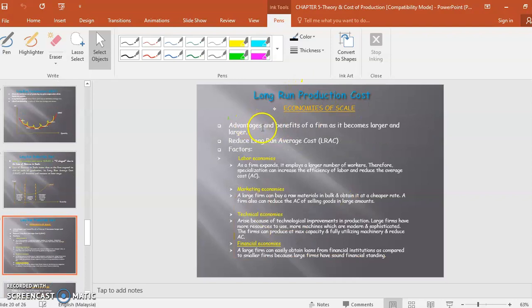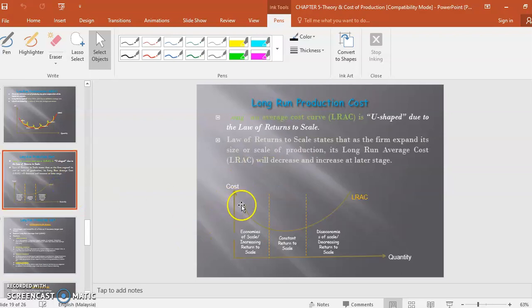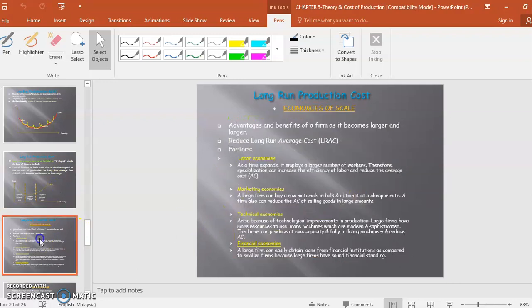It means advantages and benefits of a firm when it becomes larger and larger. Maksudnya makin firm tu berkembang atau bertambah production dia, firm tu akan dapat benefit. Apa benefit dia? Because at that stage, it will reduce long run average cost. Pada masa ni, bila tambah je production, cost menurun. So here we call economies of scale. So what are the factors influencing economies of scale?